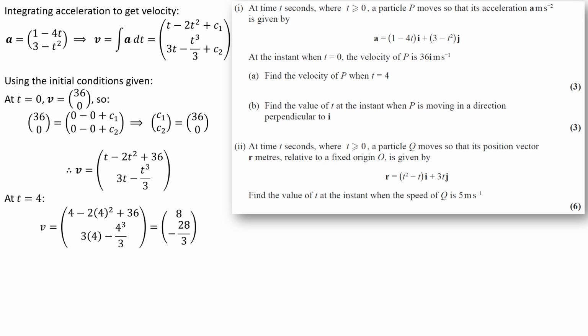Find the value of t at the instant when it's moving in a direction perpendicular to i. So this question is about the direction of motion, which is to do with the direction of the velocity vector.